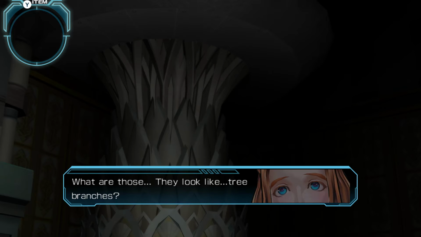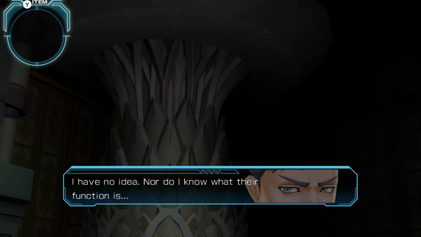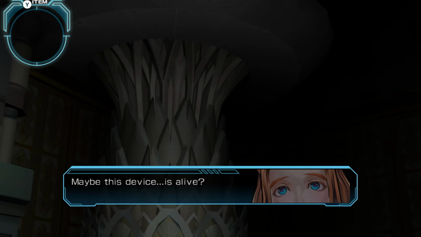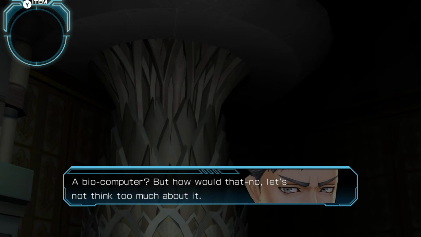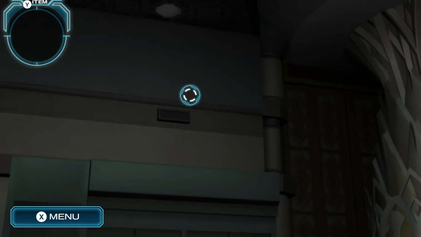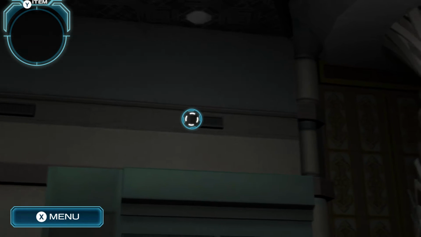I don't know what all that back there is for. What are those? They look like tree branches. I have no idea, nor do I know what their function is. Maybe this device is alive? A biocomputer? But how would that... No, let's not think too much about it. Biocomputers are confusing.